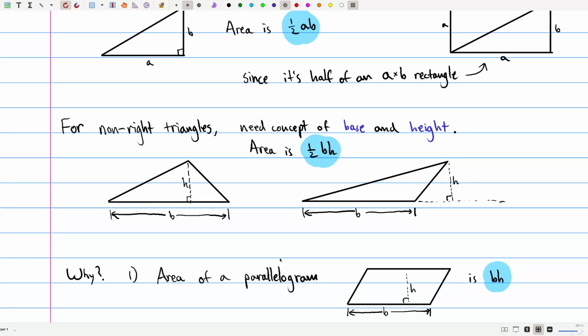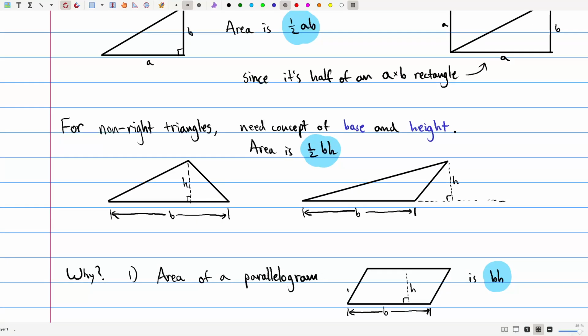So the first element is, let's remember the area of a parallelogram. Just like triangles, they have a concept of base and height. Base is one of the side lengths, and then the height is the perpendicular distance between the opposite parallel sides. And it has the same formula as a rectangle, b times h.